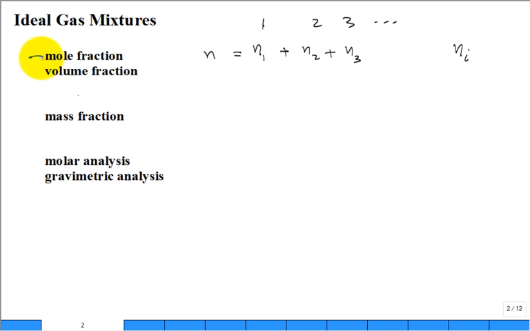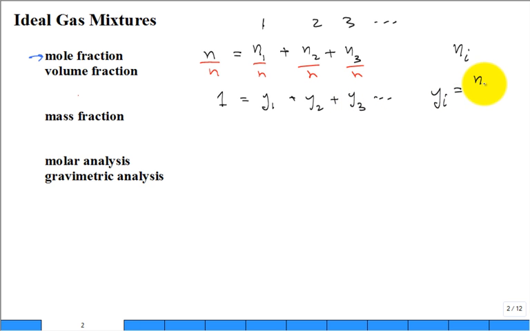Now, the mole fraction. If you take this equation right here and divide the whole equation by N, you haven't changed it, but what you get is 1 equal to, and they call these Y1, Y2, and Y3. So Y_i is the number of moles of that component divided by the total number of moles in the mixture. It's called the mole fraction.